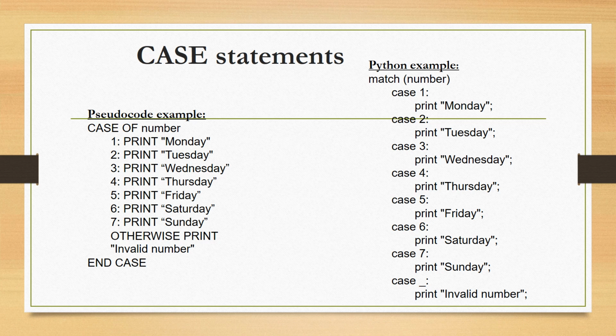Okay, so there is another example given in pseudocode and in Python as well. Case of number. A number will be given to us, any number, and depending upon the number, we will print something. If the number is 1, then we will print Monday. If the number is 2, then we will display Tuesday, and so on. If the number is not between 1 and 7, then we will display invalid number.